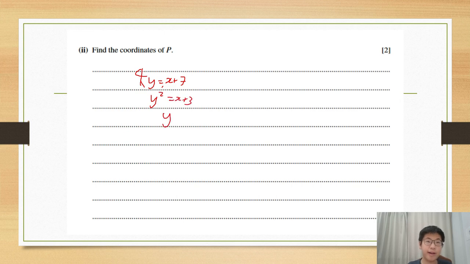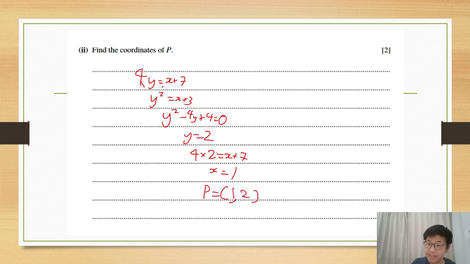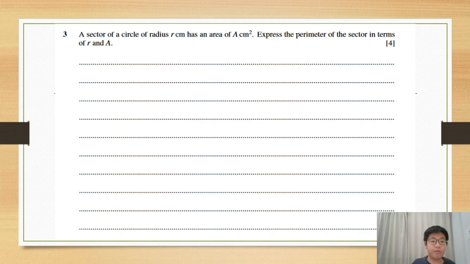So this means y squared minus 4y plus 4 equals 0 with a bit of careful algebraic manipulation. So y equals 2. Then, if we calculate 4 times 2, when we substitute, equals x plus 7. So x equals 1. And so P equals (1, 2). Simple. Alright, let's move on to question 3.